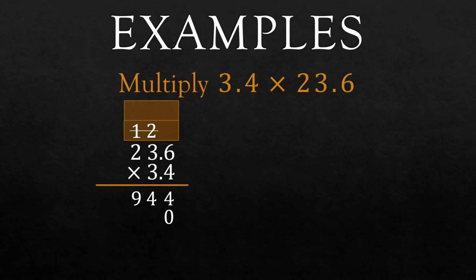3 multiplied by 6. 3 6s are 18. So write 8 below the line and carry 1 to the ones place. Then 3 multiplied by 3. 3 3s are 9 and 9 plus 1, 10. So write 0 below the line and carry 1 to the tens place. Then 3 multiplied by 2. 3 2s are 6 and 6 plus 1, 7. So write 7 below the line.